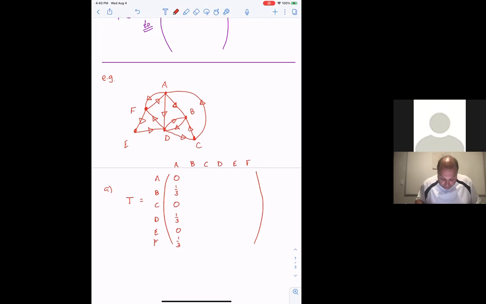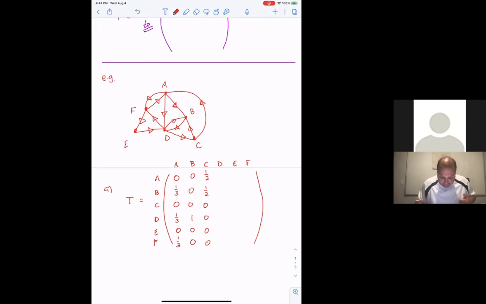B, let's see, B can only go to D, it looks like. So there's a 100% chance if you're in B and you link out, then you go to D. C can go to A or it can go to B. So A and B, 50% chance, half, everything else 0.